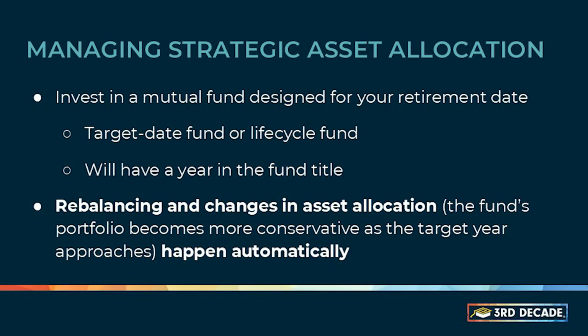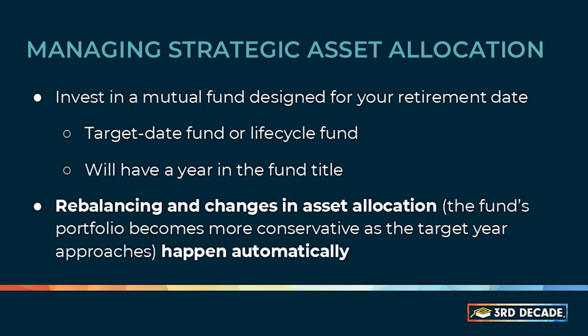You can be strategic here too. If you plan to retire in 2055 but want to have a more aggressive asset allocation for longer, you could invest in a 2060 target date fund. The beauty of these funds is that changes in asset allocation and necessary rebalancing are happening automatically, and you can find funds like these with very low fees. A target date or life cycle fund really can be your one-stop shop for investing.